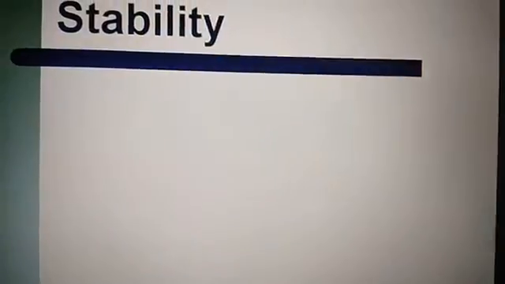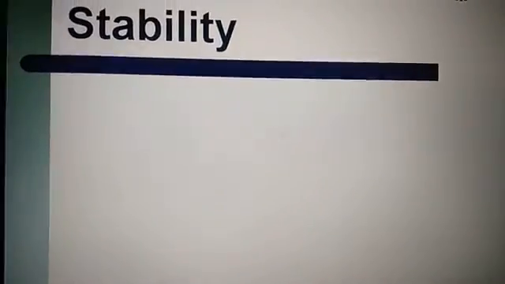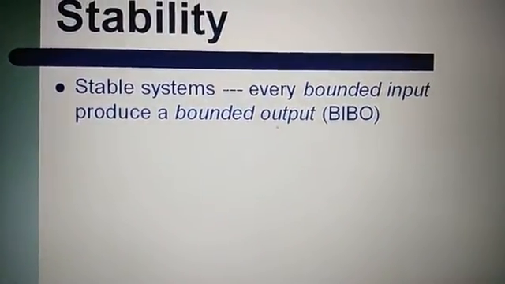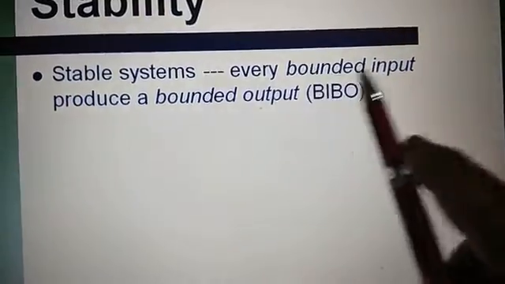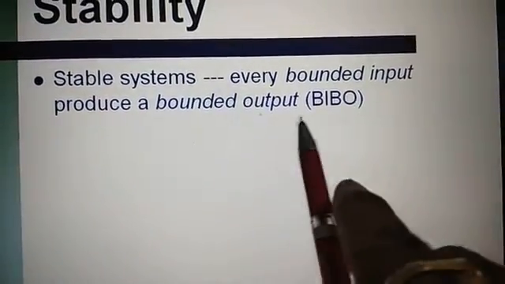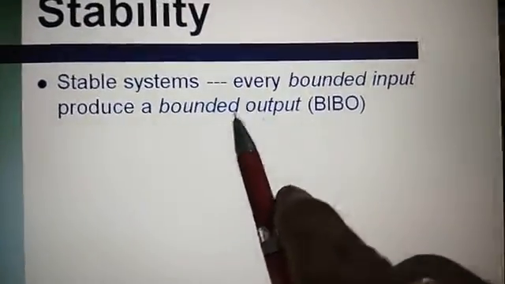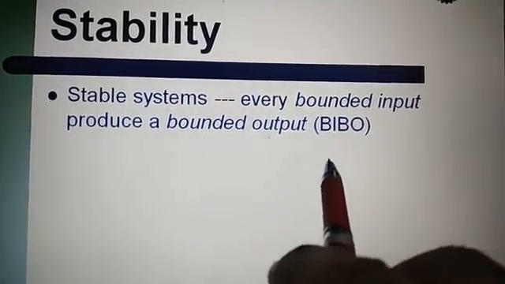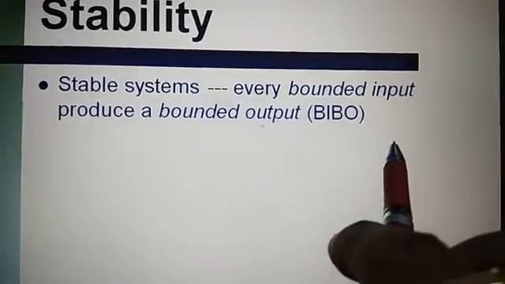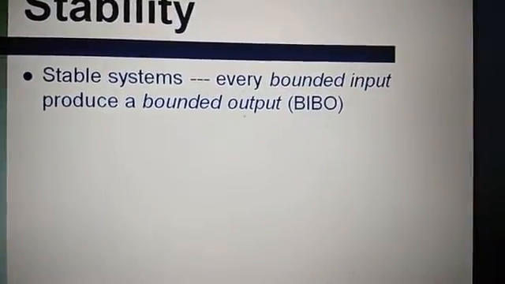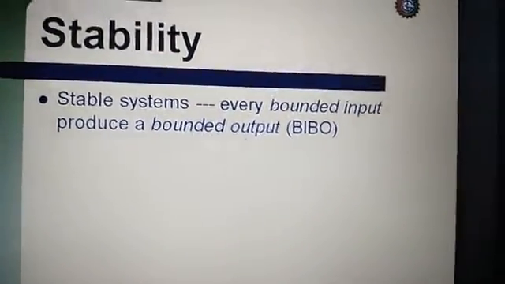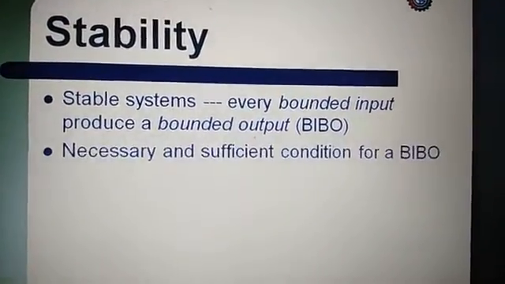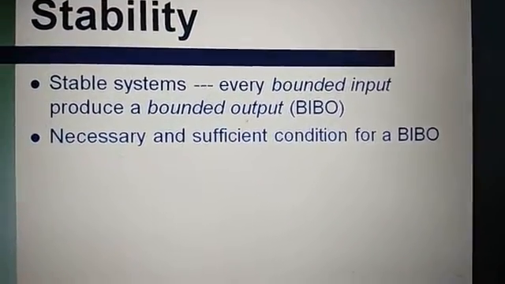Let us see now stability. What is stability? Stable systems: every bounded input produces a bounded output. Shortly it is abbreviated as BIBO system, that is bounded input and bounded output. This is called a stable system, you know. We have already seen this one also.